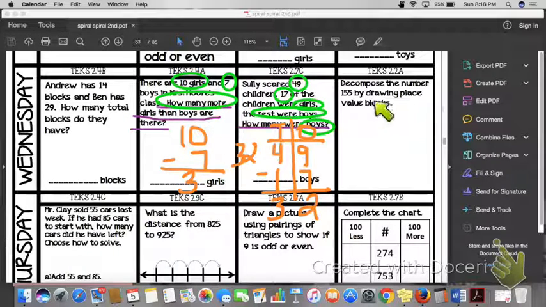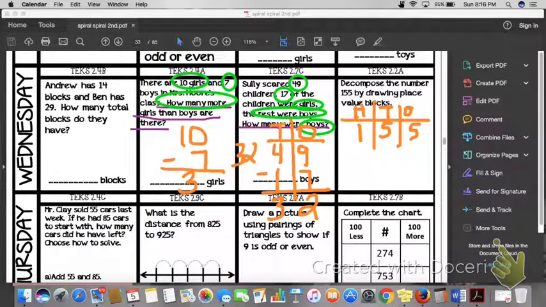Okay, next up. And it says, decompose the number 155 by drawing place value blocks. Alright, so they want us to draw the number 155 by using place value blocks. So let's go ahead and do that. So we have our place value house first, ones, tens, and hundreds. We start with the ones place. We have a 5 in the ones place, a 5 in the tens, and a 1 in the hundreds place.